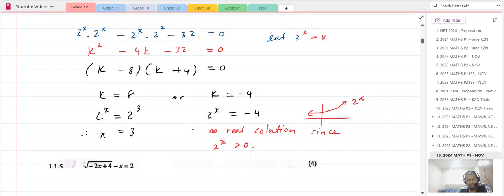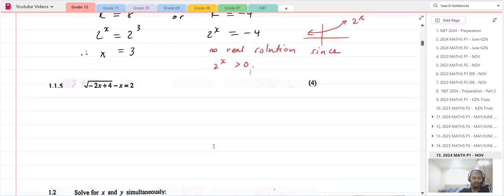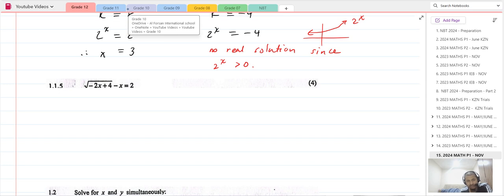Nice question. Moving on to a surds equation. We have square root of negative 2x plus 4 equals, let's take this x over, so we have square root of negative 2x plus 4 is equal to 2 plus x.